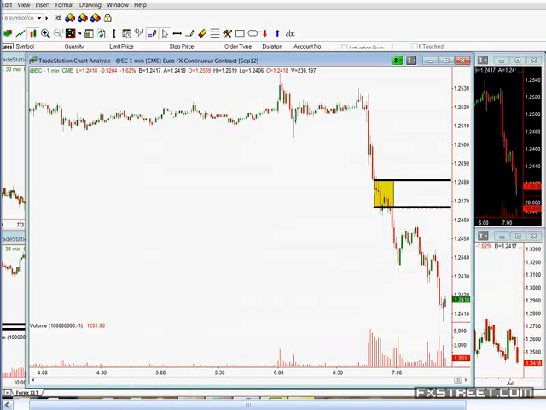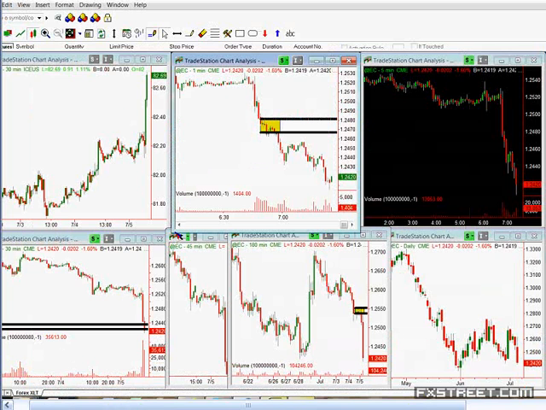Okay. Normally, I wouldn't come down to a time frame this small. Hardly ever do that, but we had such a steep drop in price. I'll look to take some action if we can get price to come back up into here.